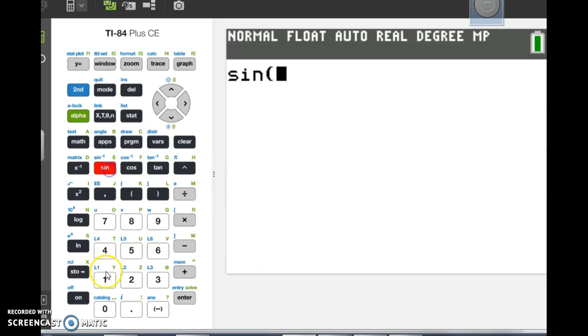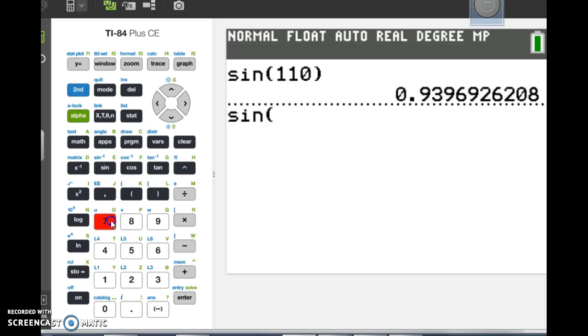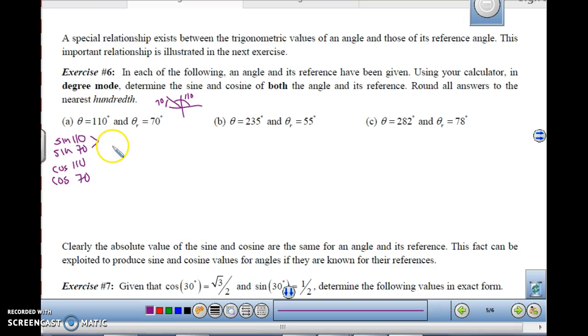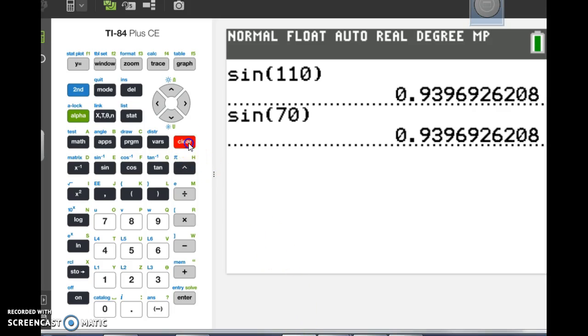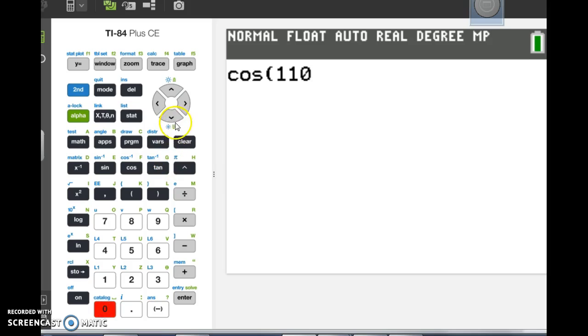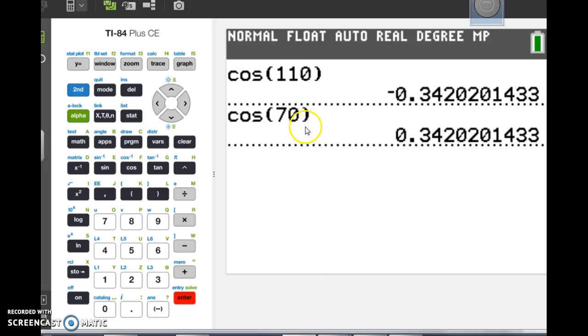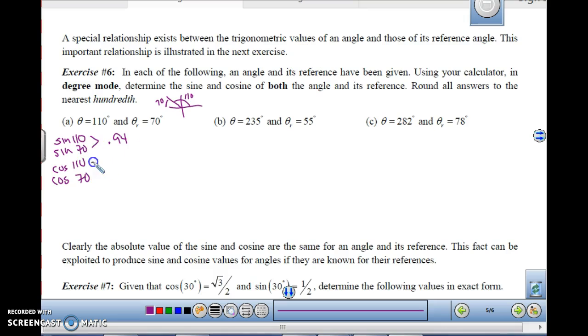Okay, so let's take a look. All right, so sine of 110, I'm in degree mode, is that, and the sine of 70 is also that. So these are going to be the same. This one's going to be approximately 0.94. Okay, all right. Now, if I look at the cosine of 110, I get that, and the cosine of 70. Okay, 110 is negative, 70 is positive. All right, so this one is going to be negative 0.34, and this one's going to be positive 0.34. Okay, so these were both positive. These were positive and negative.